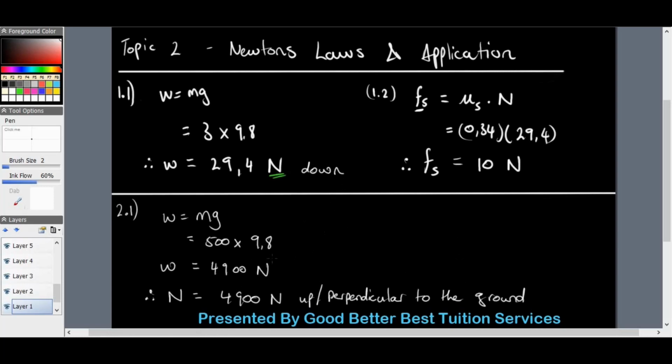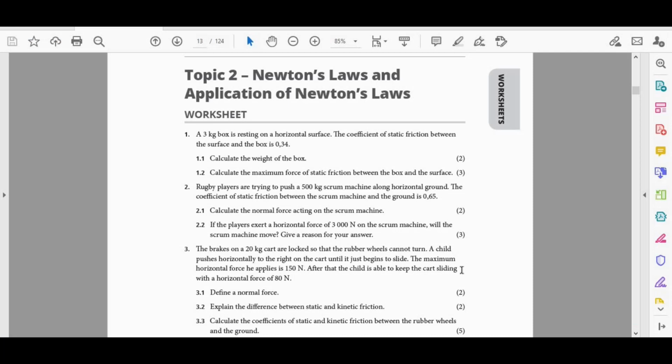I'm assuming most people got this correct. The second question was, if the players exert a horizontal force of 3,000 newtons on the scrum machine, will the scrum machine move? Give a reason for your answer. They are essentially asking us whether the force exerted by the players on the scrum machine, which has been given to us as 3,000 newtons, is enough.